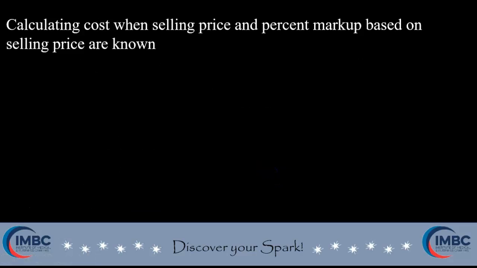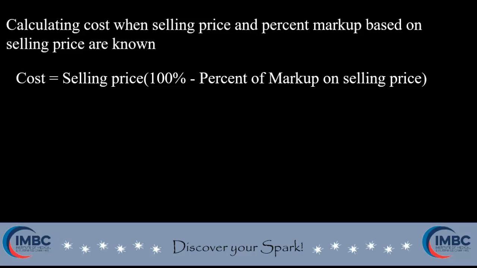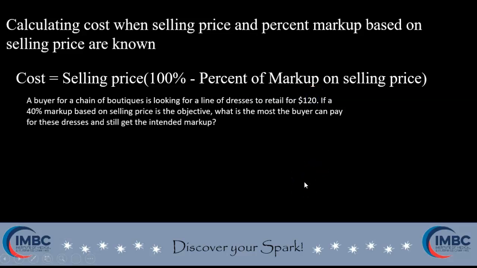Next, calculating cost when selling price and percent markup based on the selling price are known. To find the cost, it's selling price times 100% minus the percent of markup. A buyer for a chain of boutiques is looking for a line of dresses to retail for $120. If a 40% markup based on selling price is the objective, what is the most the buyer can pay for these dresses and still get the intended markup?